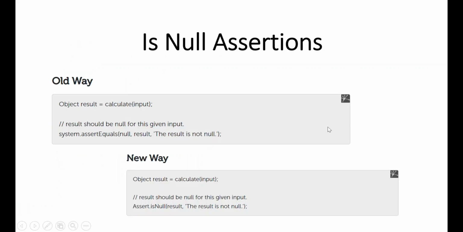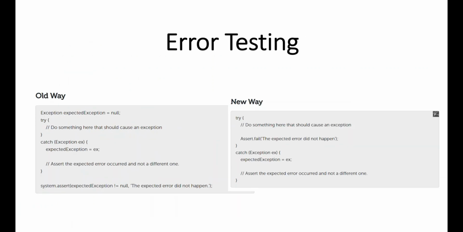So isNull we already checked. Now this is another one, error testing: how to check errors inside our try-catch block. Here you can see the old way. Exception is a predefined class in Apex. So expected exception is null, and if you have some code, you can write it and catch it inside this catch block, and based on System.assert we can check whether the exception occurred or not.